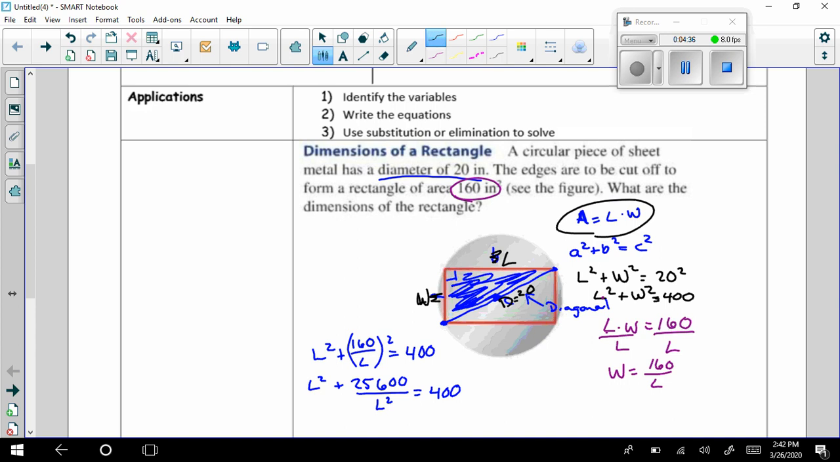To solve from here, I need to clear my fractions, so I'm going to multiply everything by L squared. So I get L to the 4th plus 25600 is equal to 400 L squared, noting that here they would cancel. This is like a quadratic in that I will be able to factor it. So I want to get it set equal to 0.